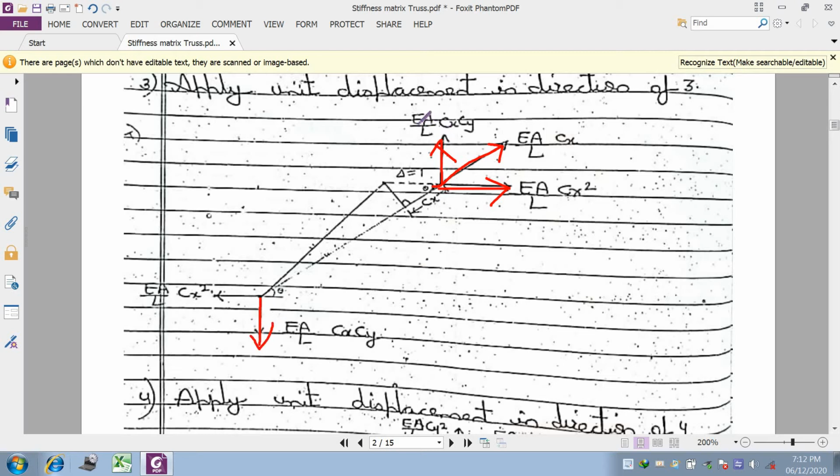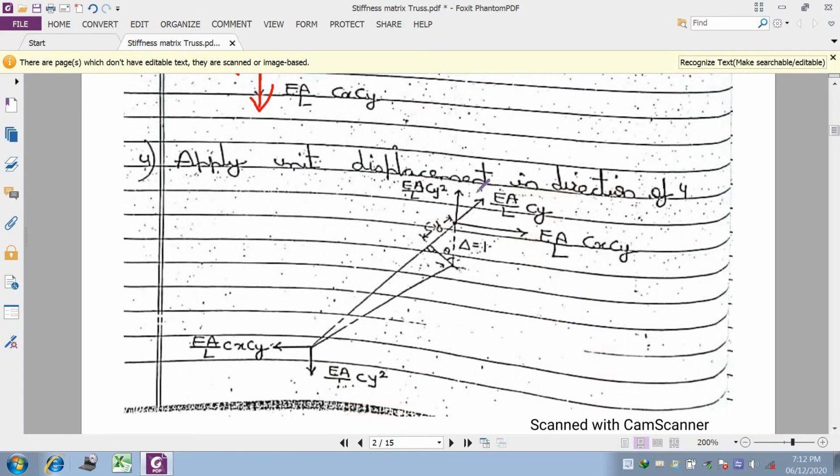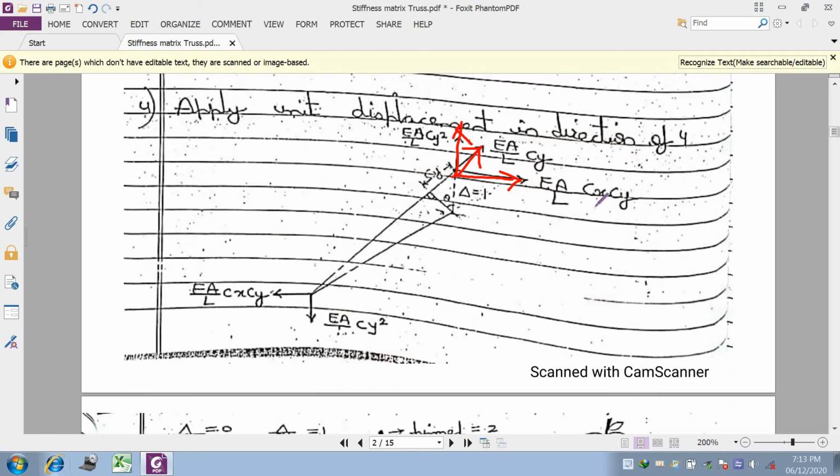What was the upward force? It was EA by L CX CY, so it will be exactly EA by L CX CY in the downward direction. Again it was EA by L CX square, so it will be EA by L CX square in the opposite direction. Now finally, apply the unit displacement in the direction of 4. The equation becomes EA by L CY square. Here it will be EA by L CY, and here EA by L CX CY. Now the exactly opposite effect will be EA by L CY square, and here EA by L CX CY.